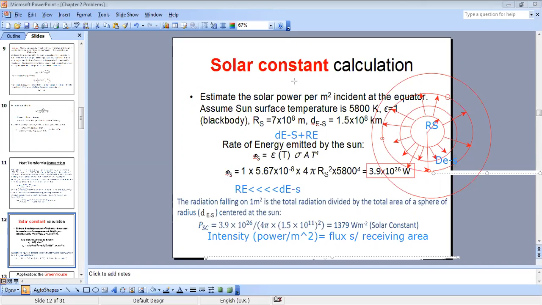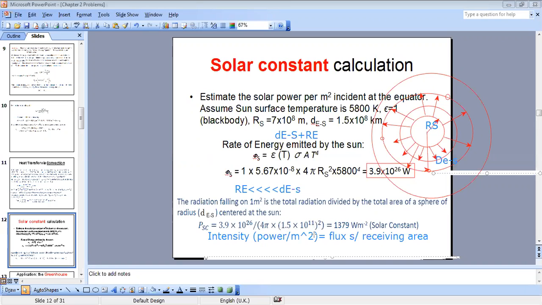Okay, thank you. So what we found until now is the intensity at this level. The intensity at this level is the total flux divided by the big receiving area. So the big receiving area is 4 pi times the distance between the Earth and the Sun squared. Okay.